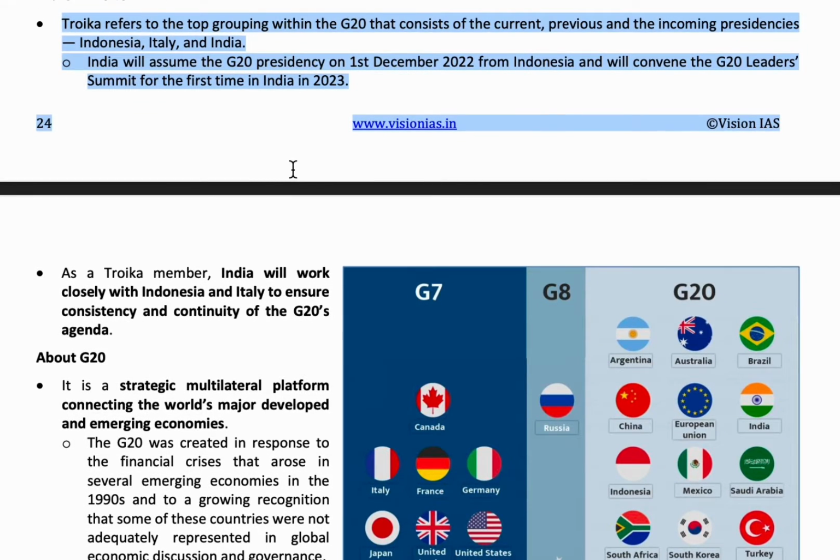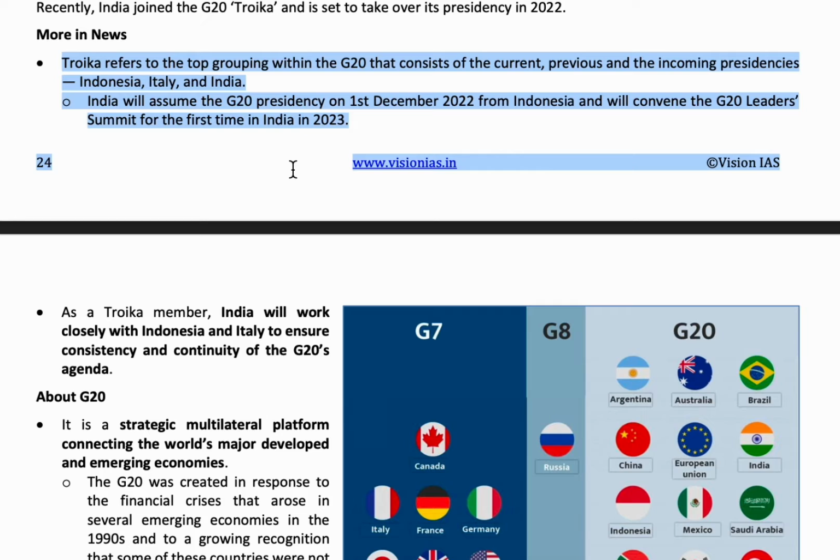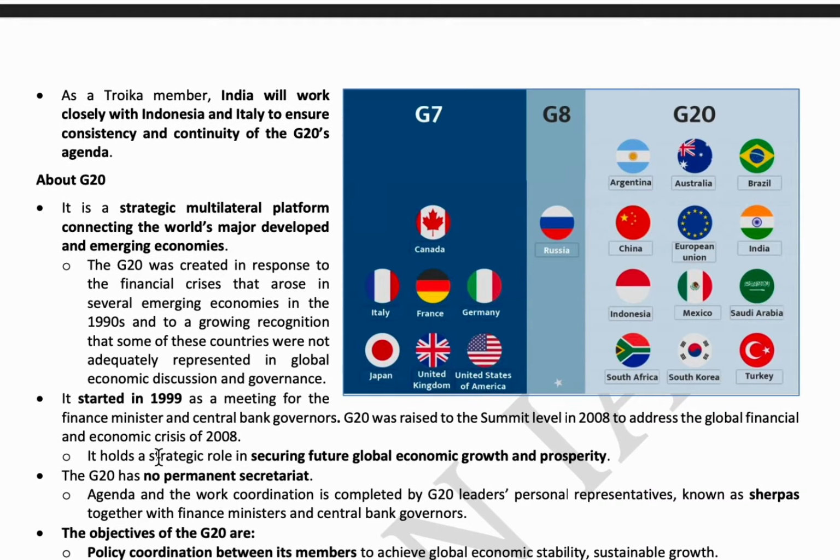So, G20 was created for two reasons. One is the rising financial crisis in emerging economies in the 1990s, and the other reason is the inadequate recognition of some countries in global economic discussion and governance. So, due to these main reasons, G20 was created.